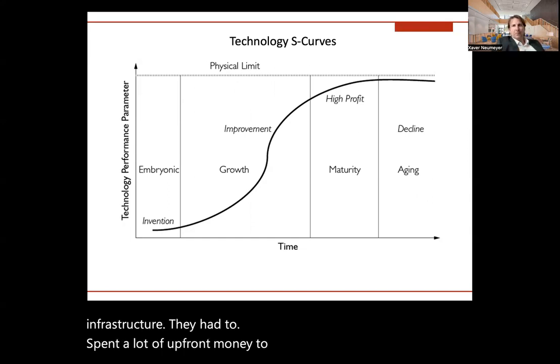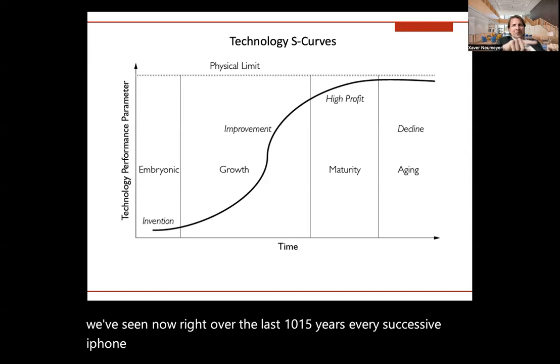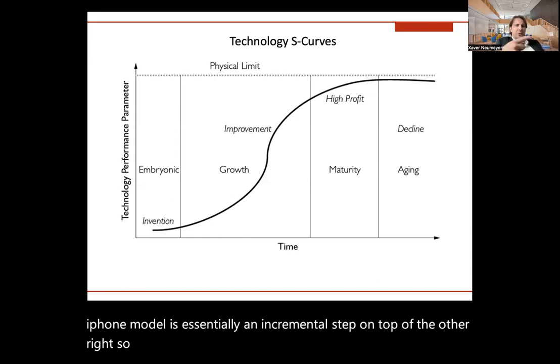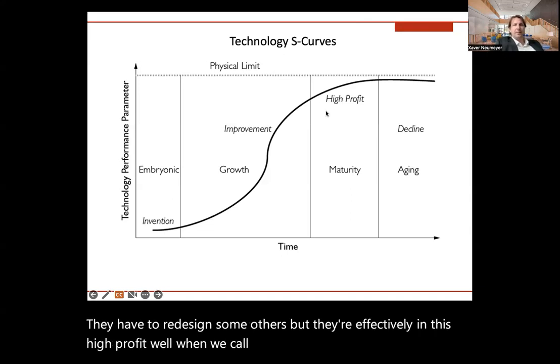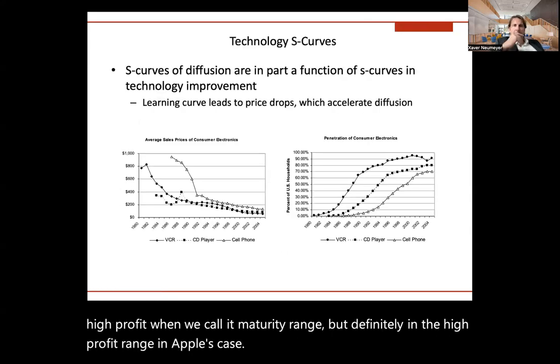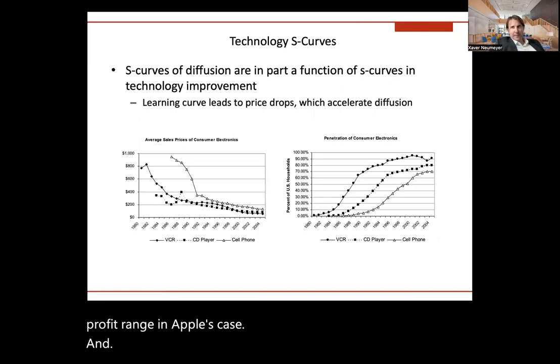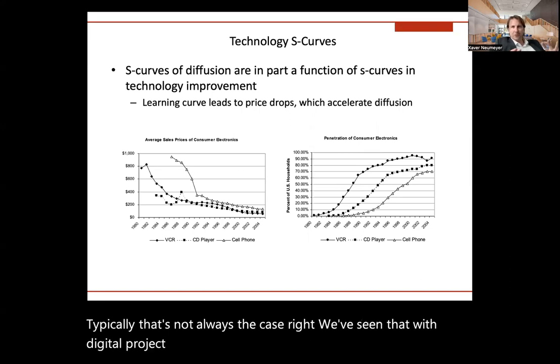But as we've seen over the last 10, 15 years, every successive iPhone model is essentially an incremental step on top of the other, right? So they're capable of reusing some of the components. They have to redesign some others, but they're effectively in this high profit range, what we call the maturity range, definitely in Apple's case. And typically, that's not always the case, right? We've seen that with digital products, this kind of cost curve is not necessarily working that way.